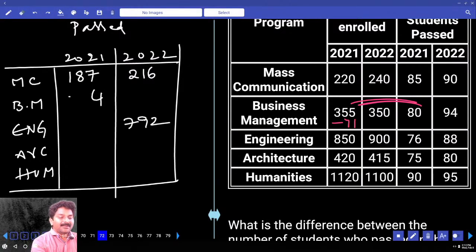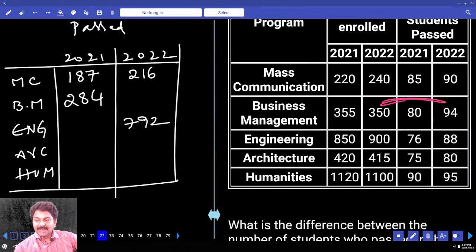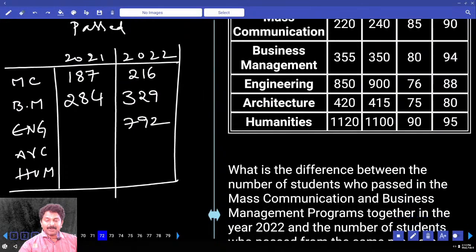35 minus 7, 28. Next it is 94%, meaning we have to subtract 6%. How to calculate 6%? 1%, double and triple. What is 1%? 3.5. Double, 7. Triple, 21. If you subtract 21 from 350, that is 329. Correct?